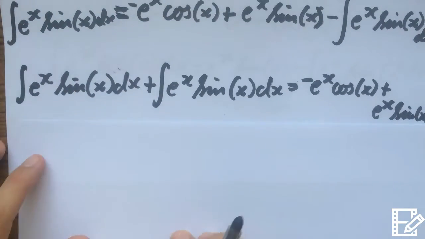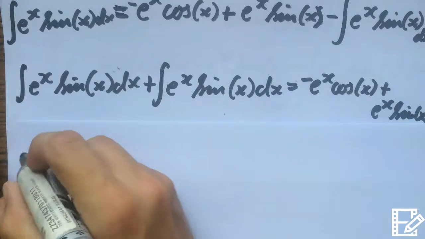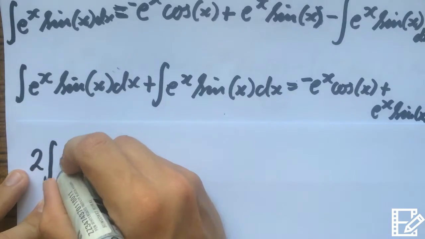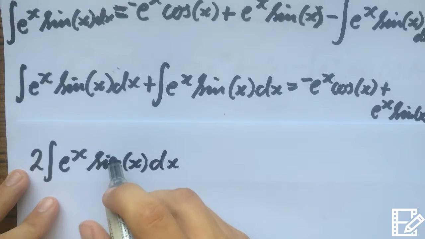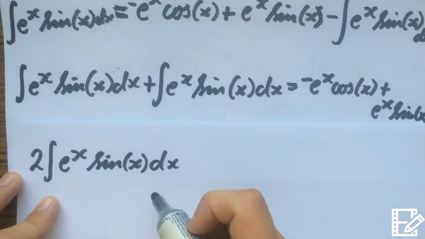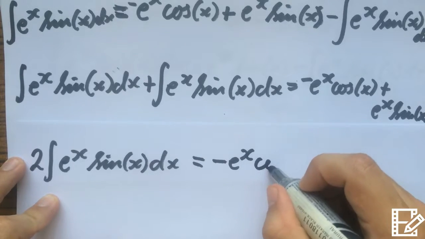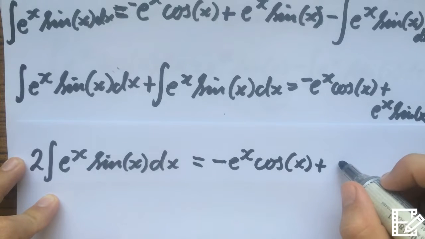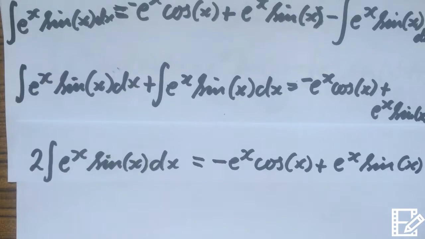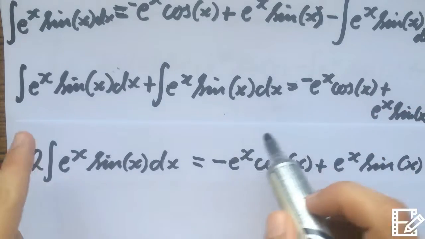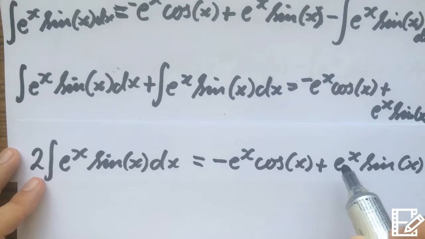That means that we have 2 of them. So 2 times one of that would be the same as having 2 of them. So 2 multiplied by the integral of e to the x sin x dx is the exact same as saying that. So that's what we're going to write. Equals negative e to the x cos x plus e to the x sin x. Okay, so we don't need to find the integral of this up here because we've just managed to rearrange the whole equation a bit and turn it to this.